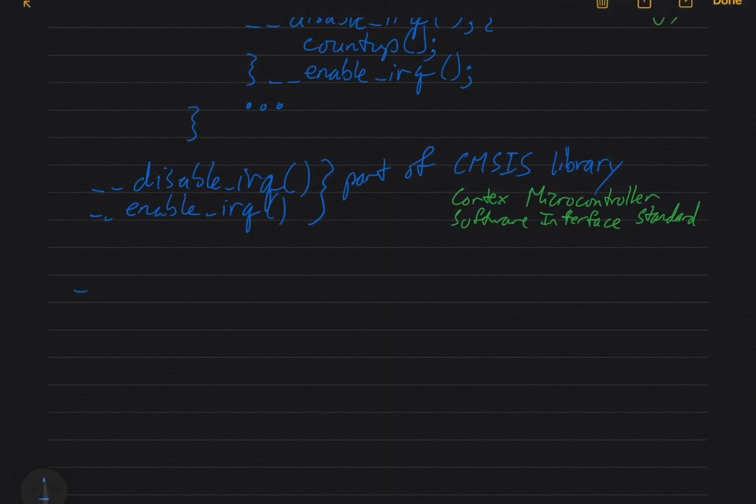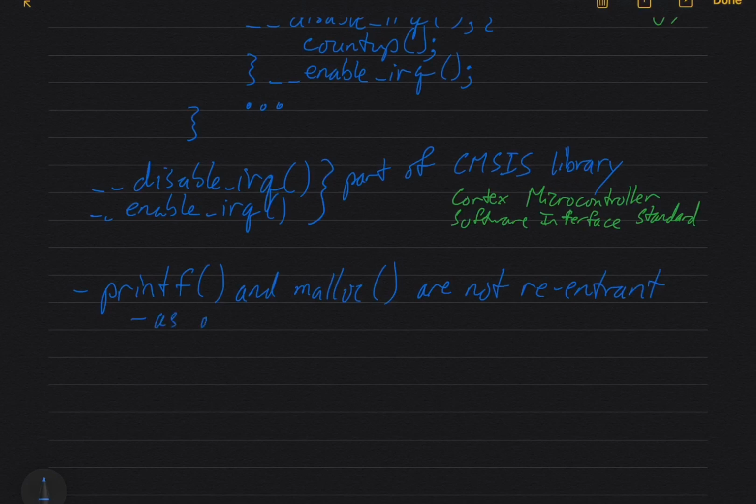So just a note, there's a number of C functions that are not reentrant. Examples of those are printf and malloc. Those are two that, you know, get used fairly frequently. These are not reentrant. As of the C11 standard, they are thread safe.